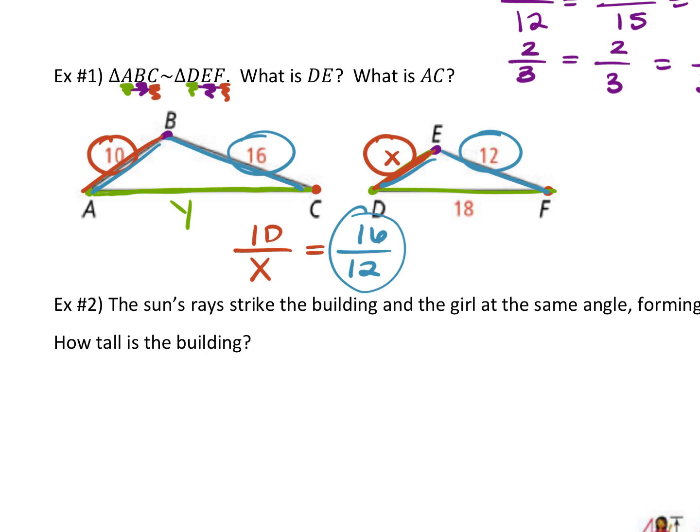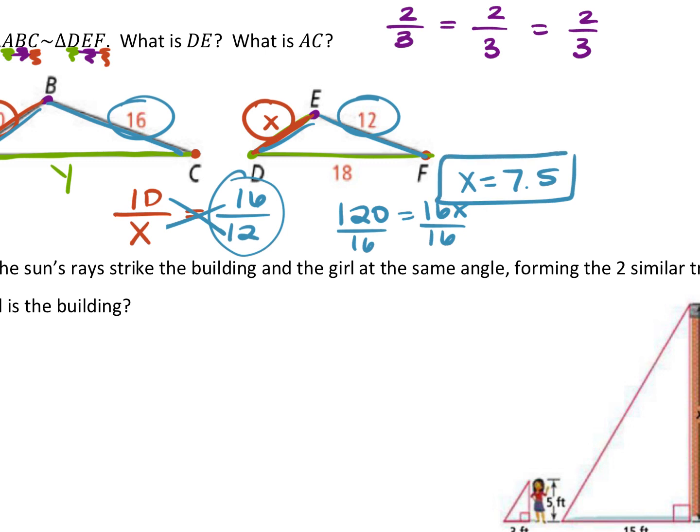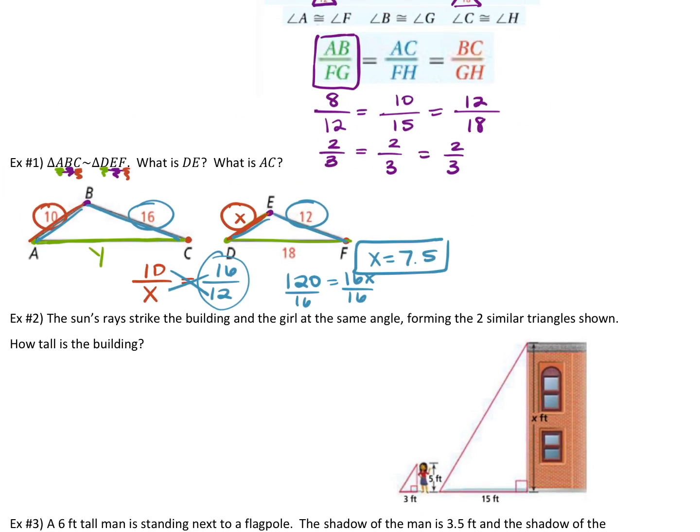Okay? Okay, so cross multiply this. You get 120 equals 16x. And then divide by 16. What is it? 7.5? Yes. Okay. The second part says, what is AC?